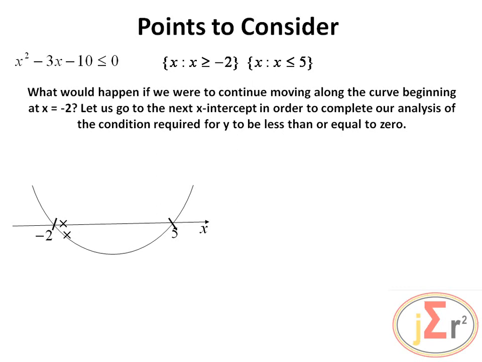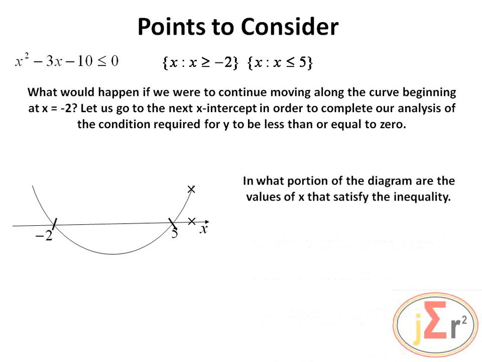So let's see. Here, right. Although this value of x is desirable in this region, x is greater than or equal to 2, which is what we want, it violates the condition when we get to this point, because at this point the curve is above the x-axis.